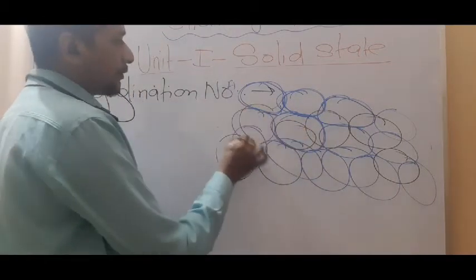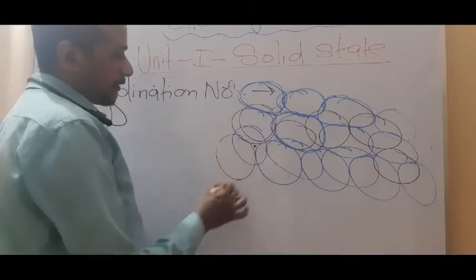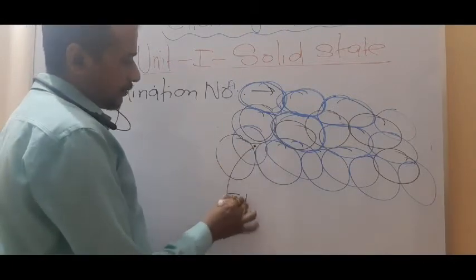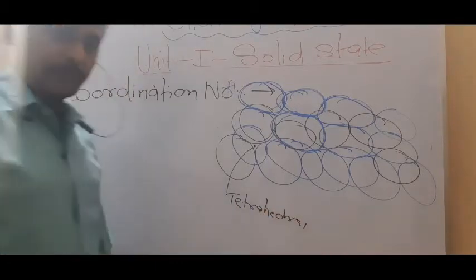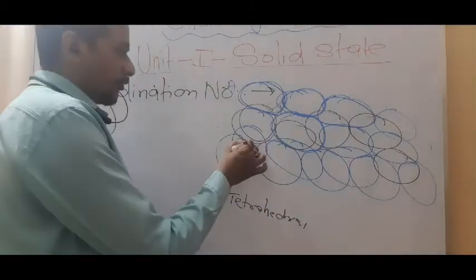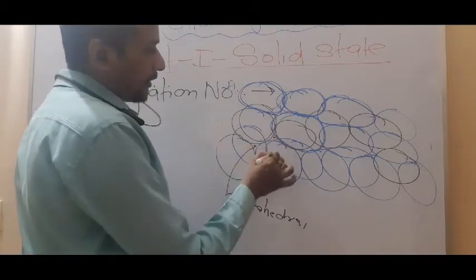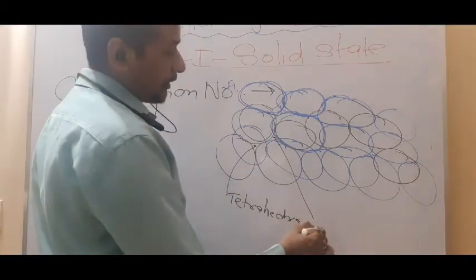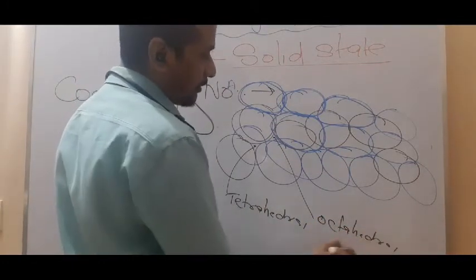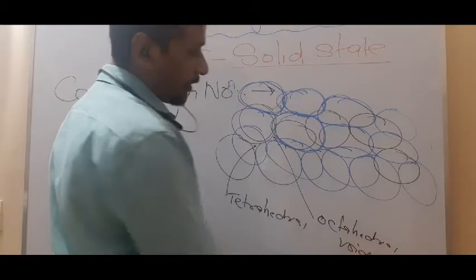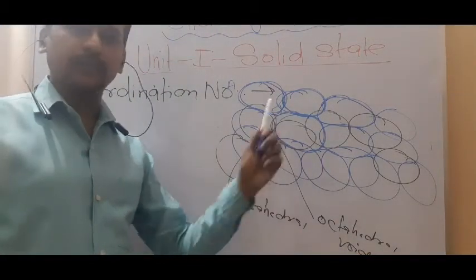In that condition you have seen that what? This generates tetrahedral voids. Tetrahedral voids, because now these voids are covered by 4 spheres, and this will generate octahedral voids. Octahedral voids. Are you getting these points or not? Because now these voids are covered by 6 spheres.